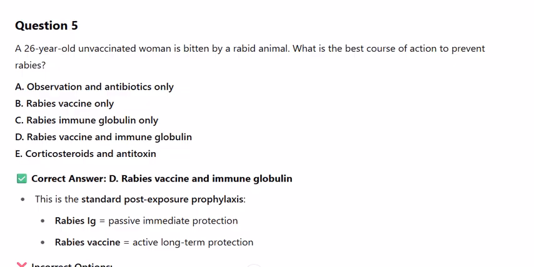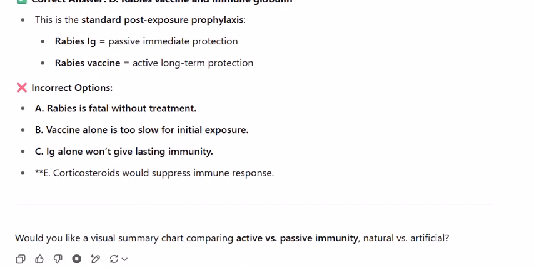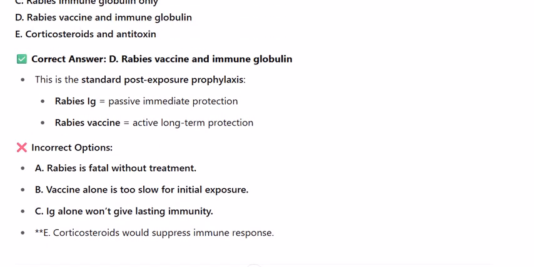Rabies vaccine and immune globulin. This is the standard post-exposure prophylaxis. Rabies immune globulin equals passive immediate protection. Rabies vaccine, active long-term protection. Incorrect options. A. Rabies is fatal without treatment. B. Vaccine alone is too slow for initial exposure. C. IG alone won't give lasting immunity. E. Corticosteroids would suppress immune response.